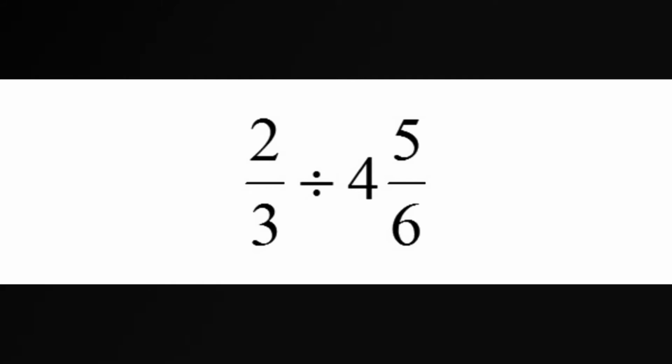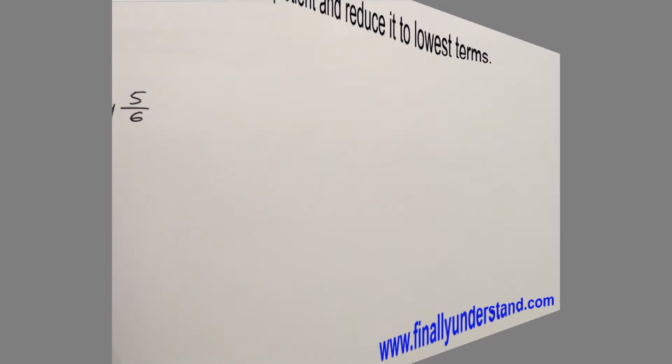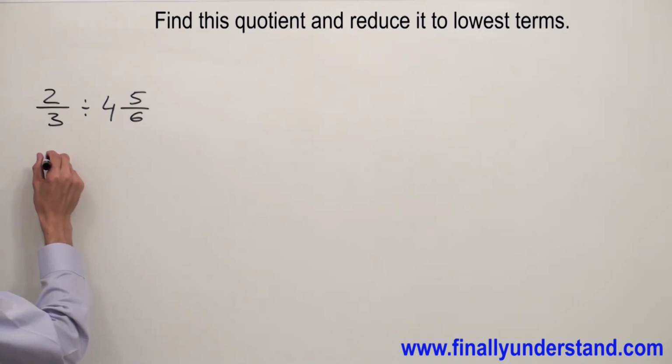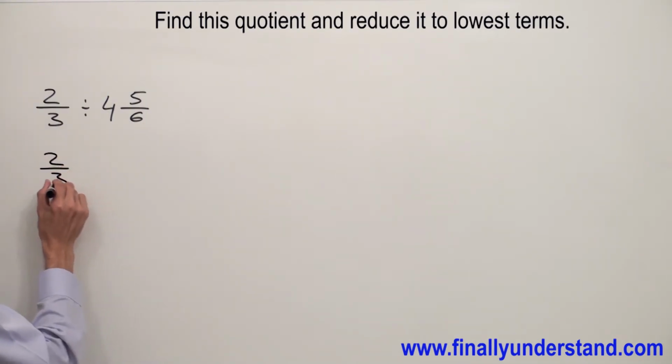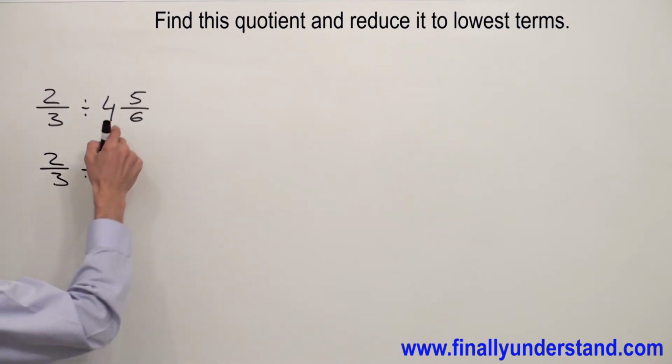Let's take a look at this example. We have to divide a fraction by a mixed number. Again, I have to copy the first fraction down, so I have 2 over 3 divided by the mixed number.